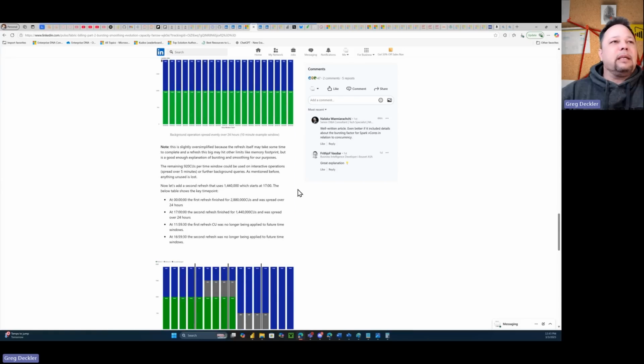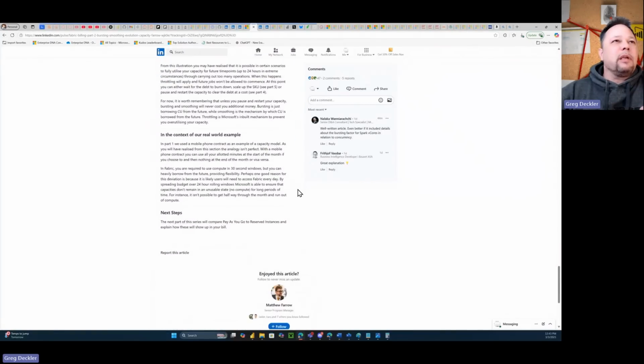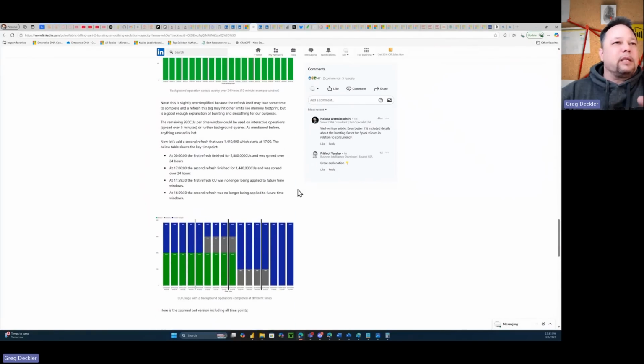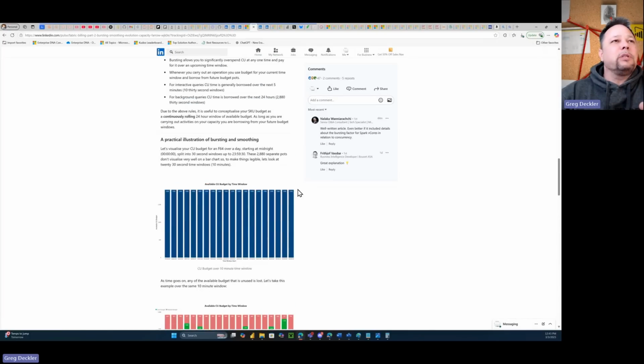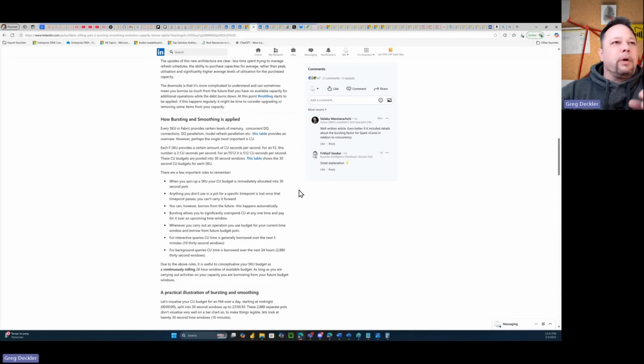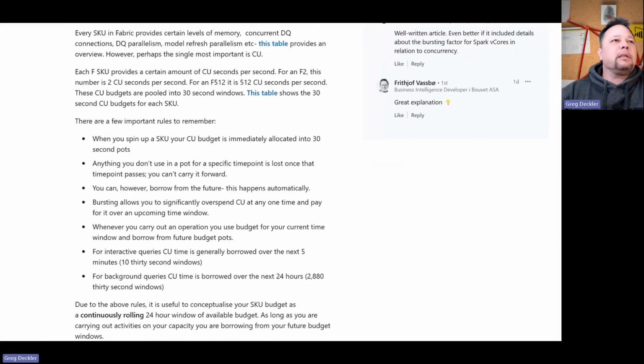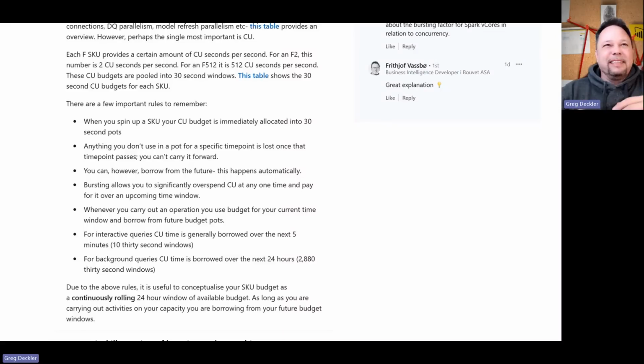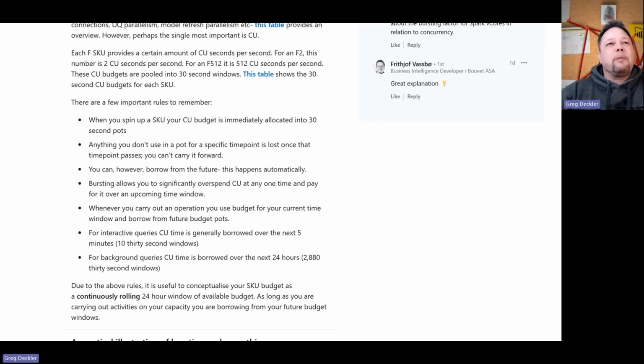But when you really dig into the details, they go through and try to explain everything about how bursting and smoothing works. But here's where the rubber meets the road: how bursting and smoothing is applied. Basically, the minute that your SKU comes up, your CUs are allocated into 30-second spots, or pots, what they call them. But here's the kicker, this second bullet: anything you don't use in a pot for a specific time is lost. That's past. You can only borrow.